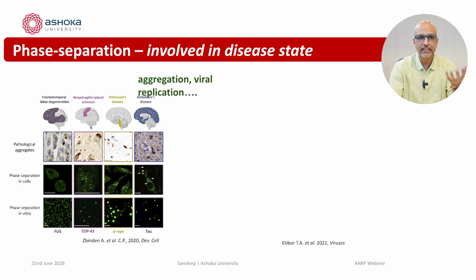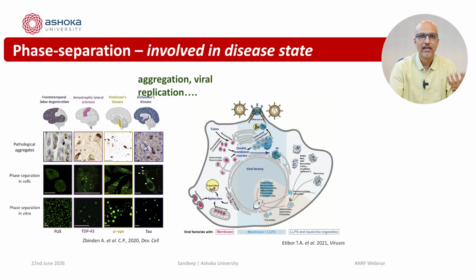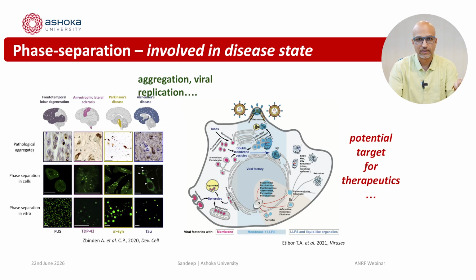For example, aggregation because of this process leads to diseases like Parkinson's and Alzheimer's. Also, since they can partition high concentrations of molecules, viruses use them as a reaction factory to increase their replication efficiency, which makes them a good target for therapeutics.